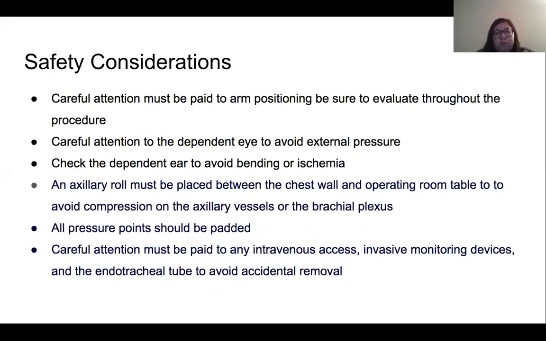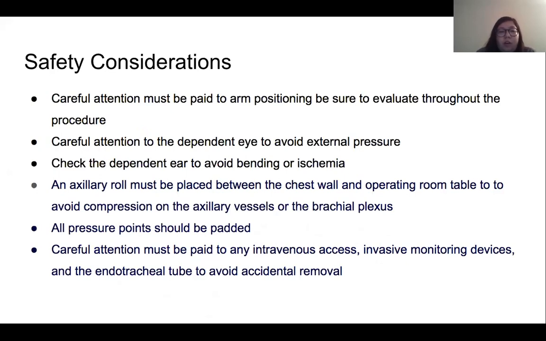So careful attention must be paid to the arm positioning, and be sure to evaluate throughout the procedure. Be careful of that down eye to avoid external pressure, as well as that down ear to avoid bending or ischemia. An axillary roll must be placed between the chest wall and operating room table to avoid compression on the axillary vessels or the brachial plexus.